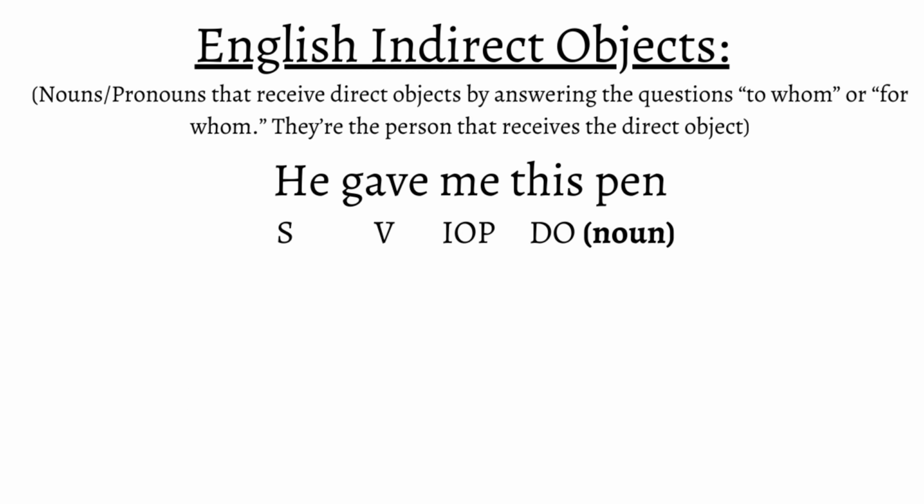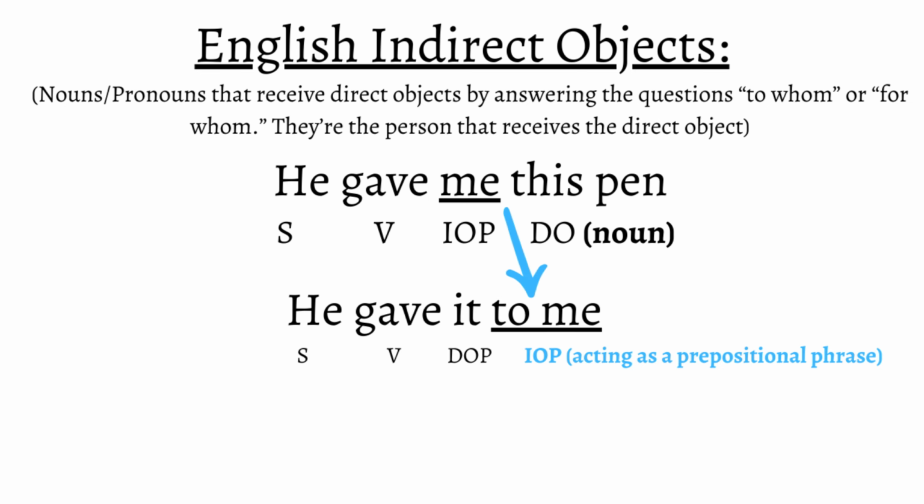He gave me this pen. Me is the indirect object pronoun, but this pen is the direct object noun. To change the noun into a pronoun, it would grammatically be better if the indirect object pronoun became a prepositional phrase. So, rather than saying, he gave me it, it's better to say, he gave it to me. This way, to me acts like a prepositional phrase and is done on purpose so that the sentence flow is more specific. He gave it to me has the word order of subject, verb, direct object pronoun, and indirect object pronoun acting as a prepositional phrase.